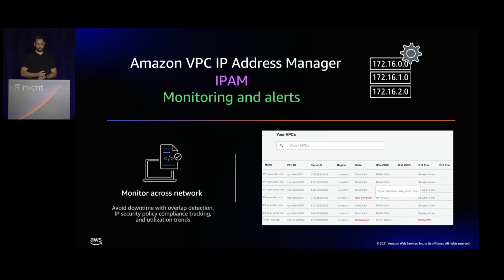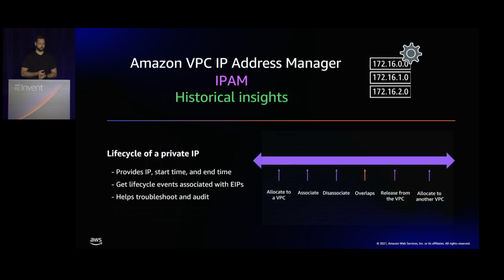We also have a bit of a view here for compliance. Based on tagging, we've got a non-compliant IP where the allocation policy doesn't match the IP that's been allocated. So there's a bit of policy control there around the allocation of the IPs themselves.